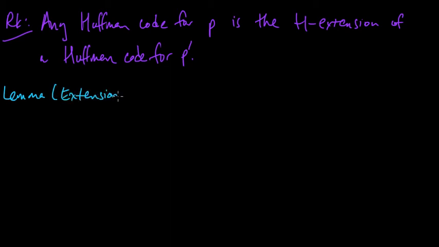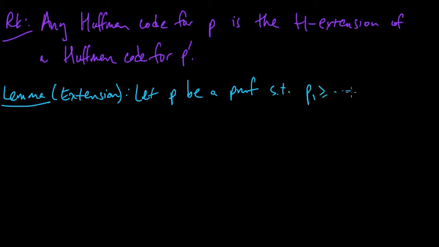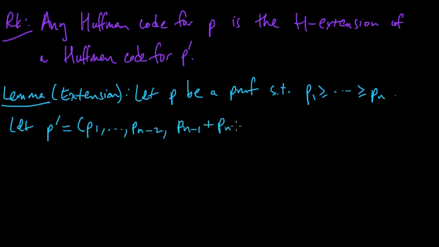The extension lemma says that if our code for P prime was optimal, then our code for P is also optimal if it's the H extension. So let's say that formally. Let P be a PMF with its probabilities in descending order, and let P prime be the same thing that it was before. It's all the same as the p's up to n minus 2, and then we just combine the last two, pn minus 1 plus pn.